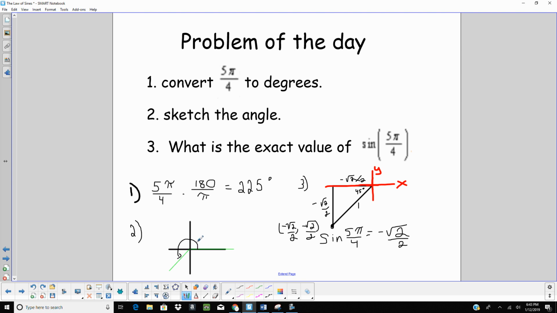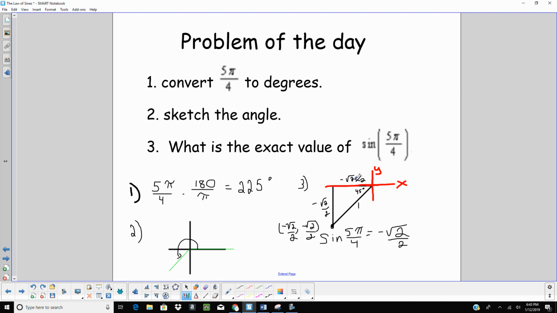Then I sketch that, and remember, I'm always going to start with the positive x-axis. Rotate around, halfway around rotation would be 180 degrees. I go another 45 degrees and get 225 degrees. So my reference angle right here is 45 degrees. Well, I'm thinking of that as a unit circle, so my radius is 1, and I've got a special right triangle, a 45, 45, 90 degree triangle.